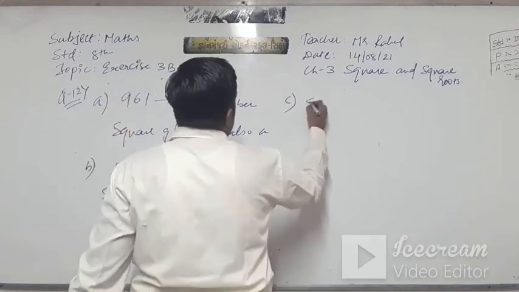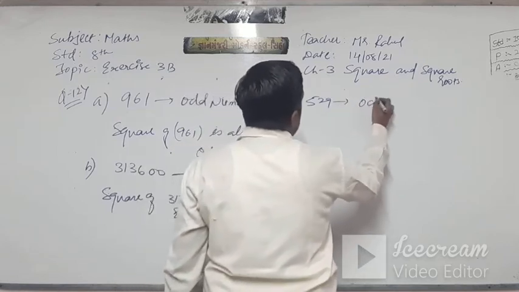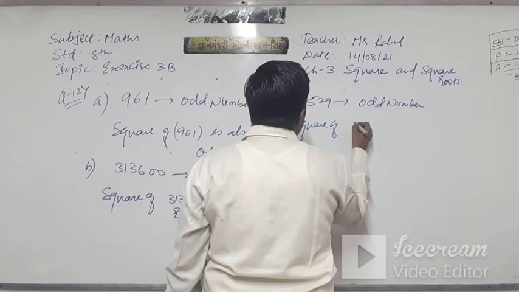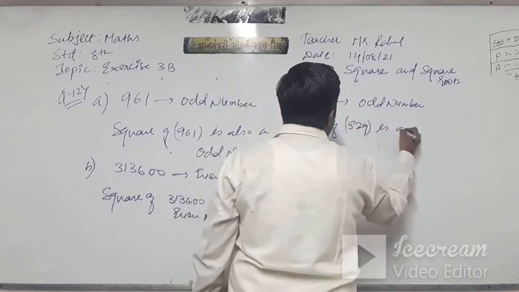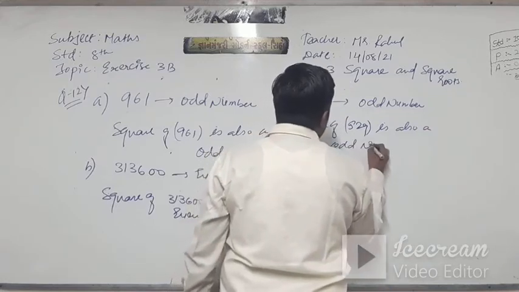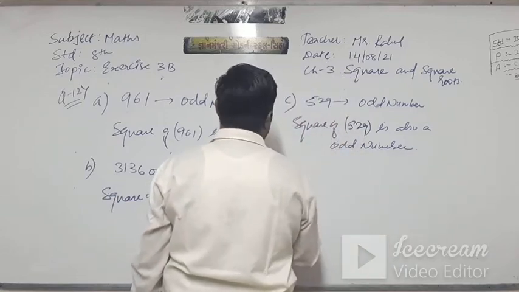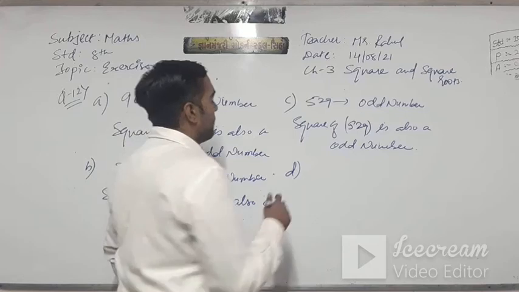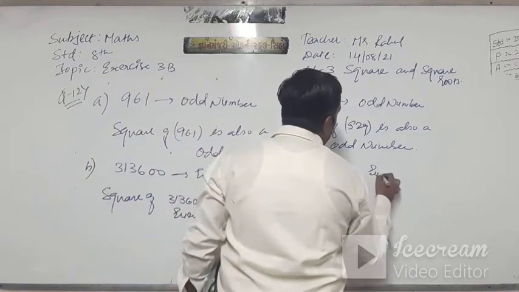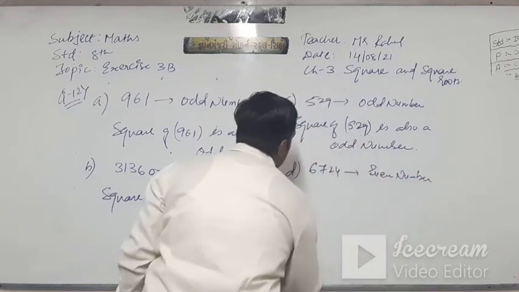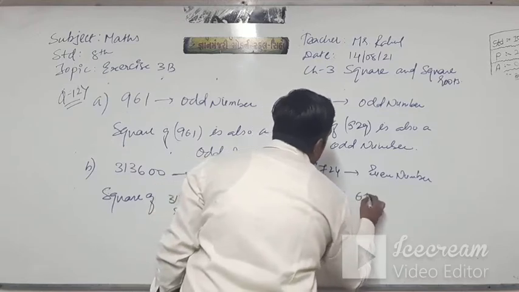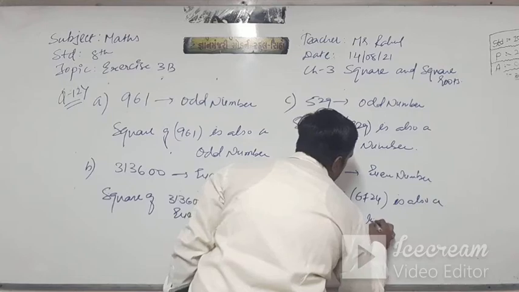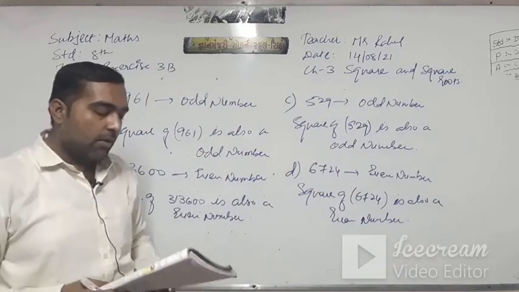Next, 529. 529 is an odd number. So the square of 529 is also an odd number. If the number is odd, its square will also be odd; if it is even, its answer will also be even. Next is 6724. 6724 is an even number, so therefore the square of 6724 is also an even number.